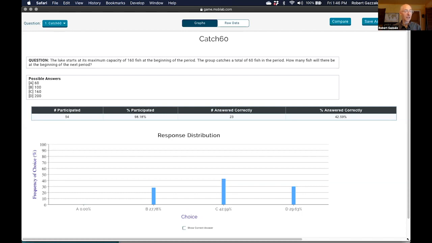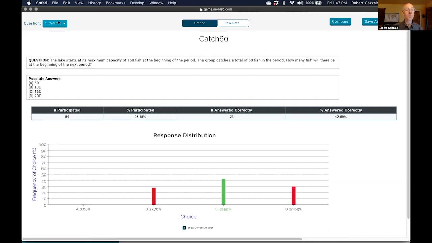The difficulty lies in the fact that the lake starts at its maximum capacity of 160. 60 fish are caught, meaning that at the end of the season there are 100 fish. Now fish double, so you might be thinking 200, but they double up to the lake's capacity. In this case, the lake's capacity is binding, meaning that there are 160 fish at the beginning of the next period, which is highlighted there. So 50% of you got it right, and now the rest of you are like, yes, double up to the capacity of the lake.